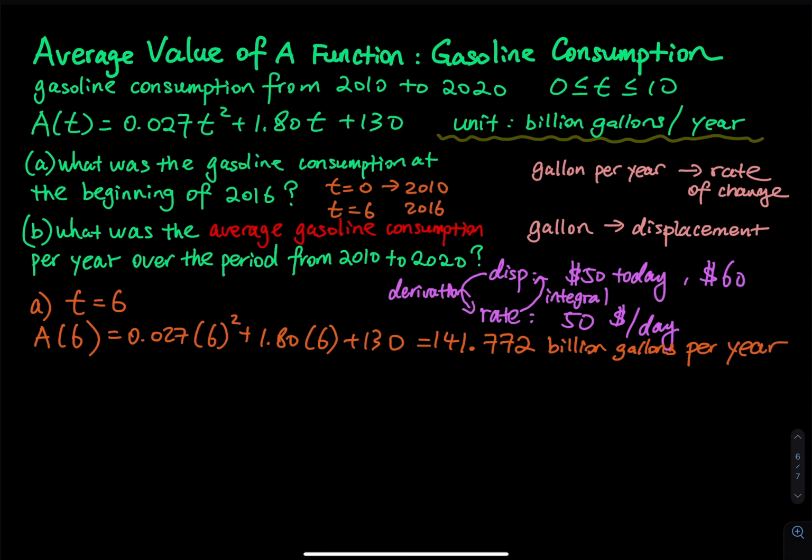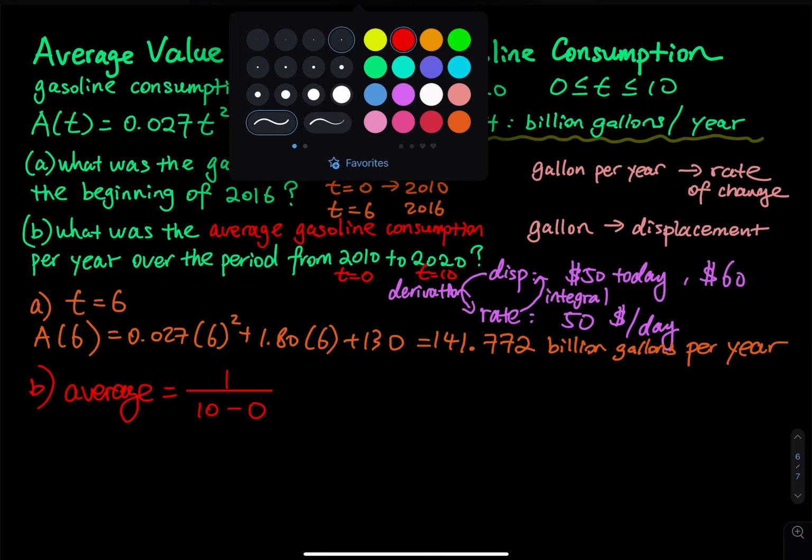So for part B, the average is equal to, since you have to use the average value, t equals 0 to t equals 10, then you have to do this: 1 over 10 minus 0. That is the main part to calculate the average value of a function, right? And then the rest will be just an integral.